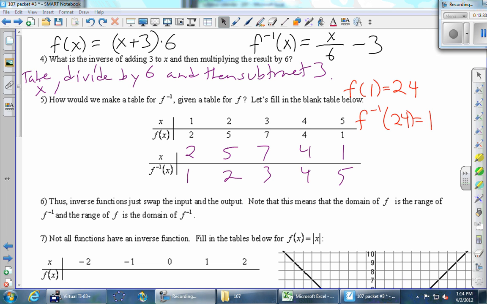Okay, so a couple of important things there. F and F inverse, the inputs and the outputs just swap. And we know that the domain, which is the x's, would then become the range, which is the y's. So just swapping the x's and y's means you're also swapping the domain and range. That's going to be important for us too. Let's try 7 for Tyler.